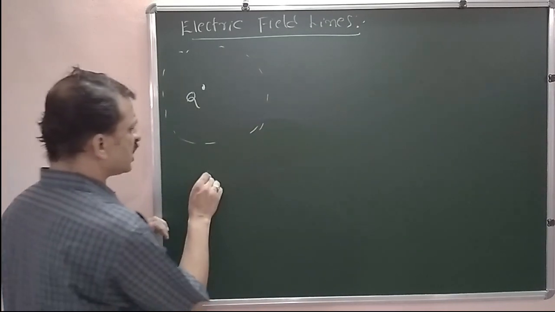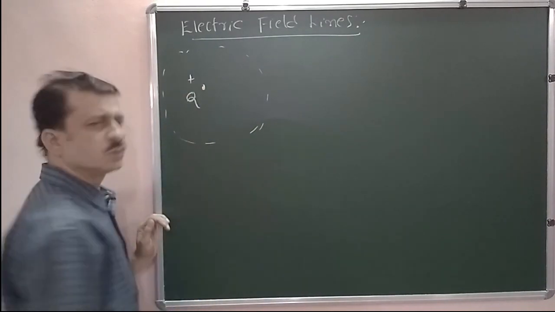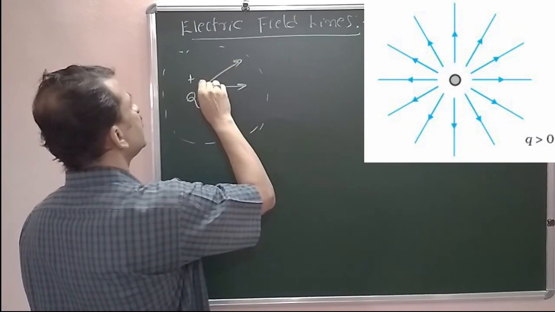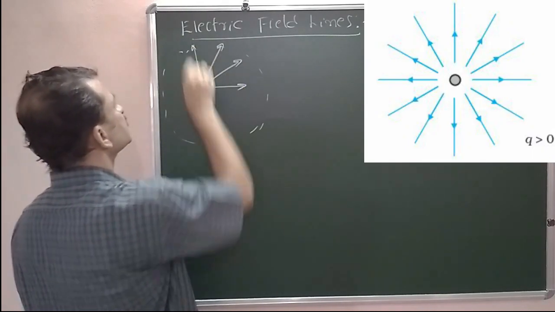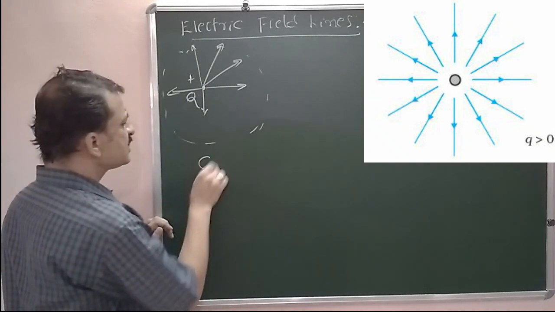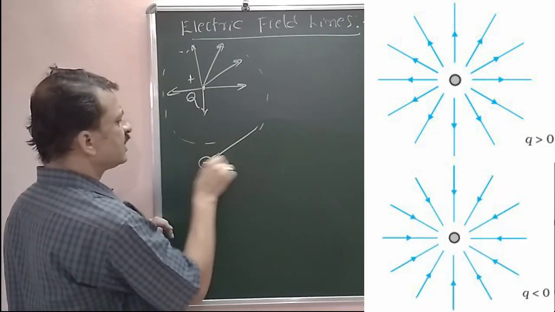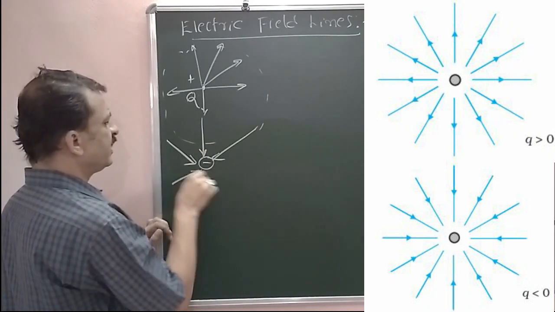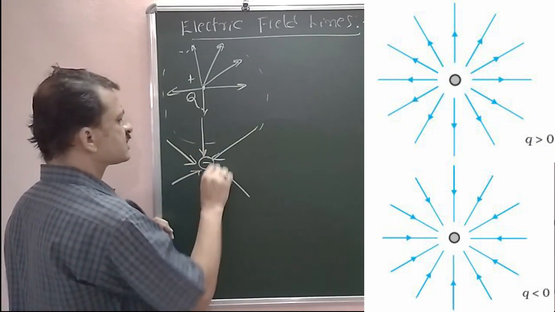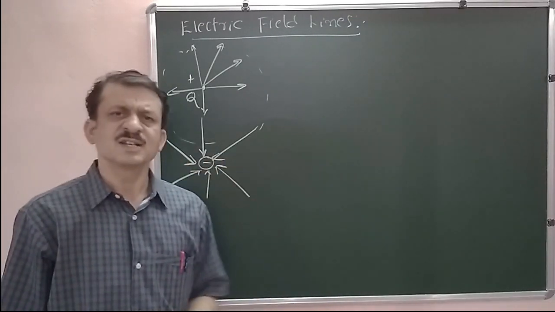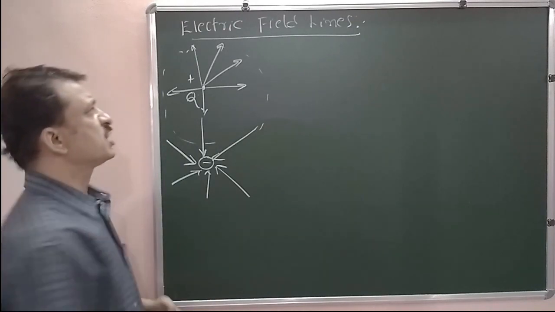For a positive charge, the electric field lines are radially outwards. If the charge is negative, the field lines are radially inwards. These field lines represent the electric field around the point charge.